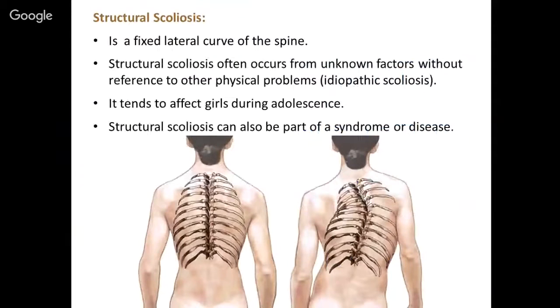Whereas structural scoliosis is considered medically to be fixed, and it often occurs from unknown factors without reference to other physical problems. It tends to affect girls during adolescence, and structural scoliosis can also be part of a syndrome or a disease.